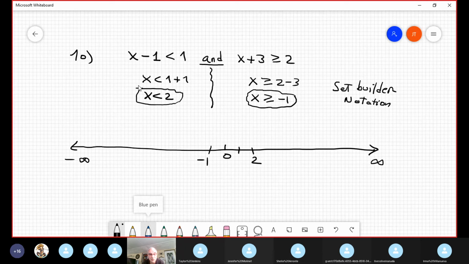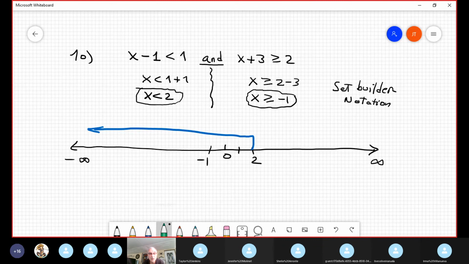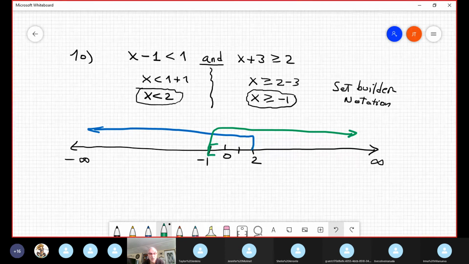I strongly recommend doing the partial answer, not directly highlighting in the number line. Let me use blue color, and let me use green color. This is greater than or equal to negative 1, so it's in that direction. Important information: this is a bracket and this is a parenthesis. How do you know? Because in this part we have no equal sign, so the endpoint is not included in the solution. And this point, yes, because it's equal. It's a bracket.